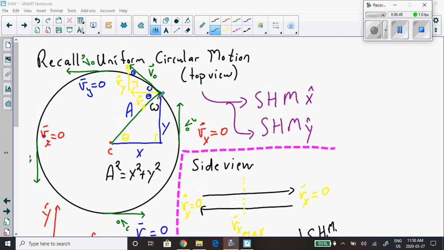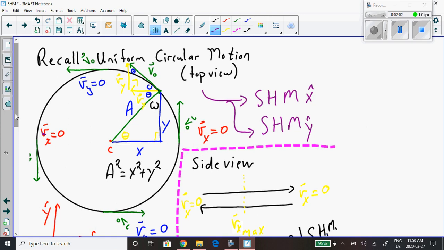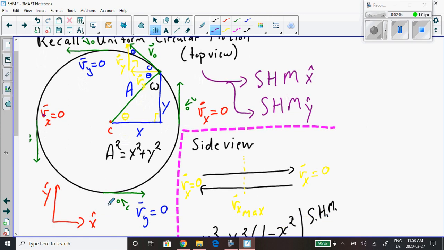So what I just described here was the top view of an object undergoing uniform circular motion. Think about you hovering above this circle, looking at this object going around in the circle. Now what we're going to do is look at it from the end, as if you were down here, from the side view.